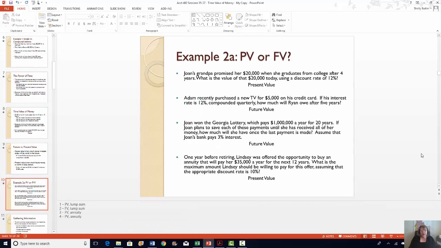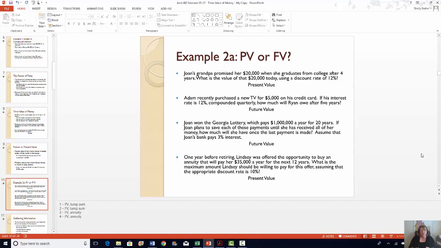So these examples, and we'll go through these. Of course, this is where it was supposed to be really cool and it was supposed to come in with the present value, future value information, but I didn't do that.